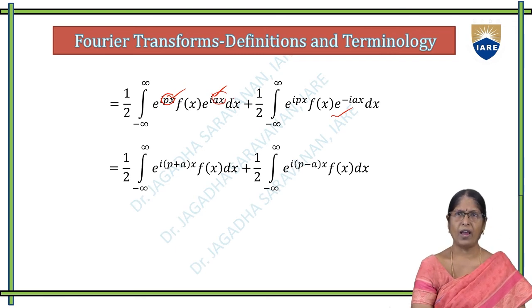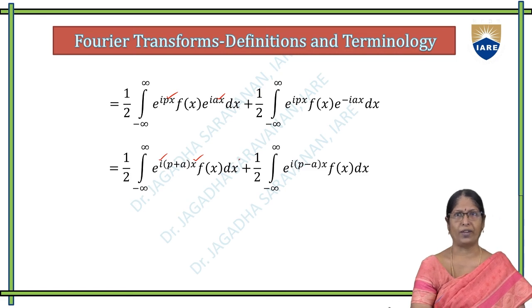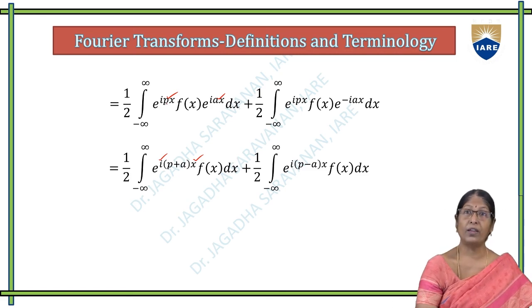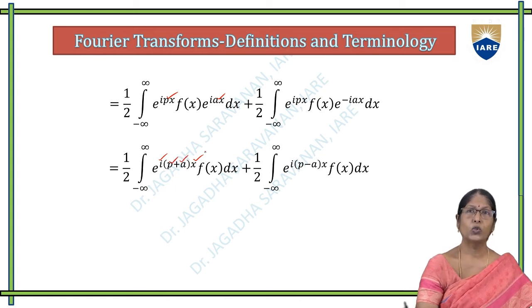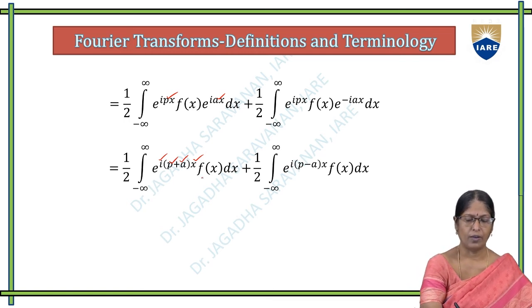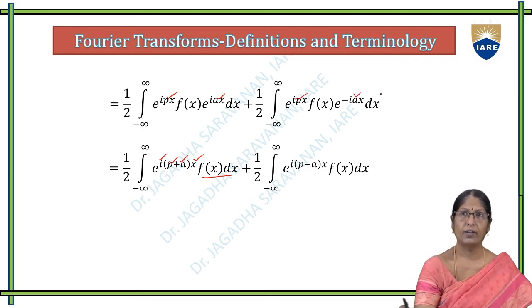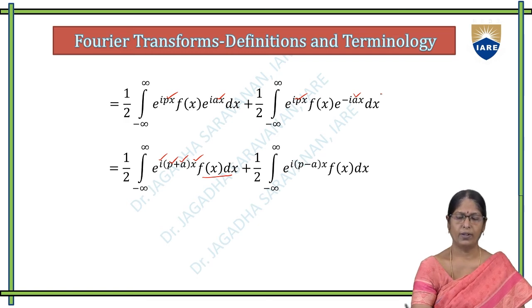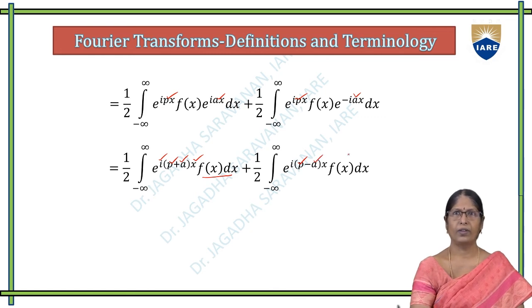When we are adding, ix is common, so we have taken it outside. In this, ix, the leftover is p. Here ix, the leftover is a. So e power i of p plus a into x, f of x dx, plus, here also we can notice ix is common, the leftover is p, here the leftover is minus a, remaining as it is, which is written.